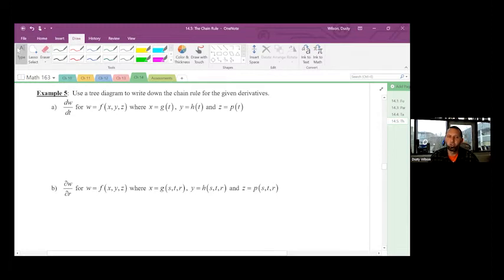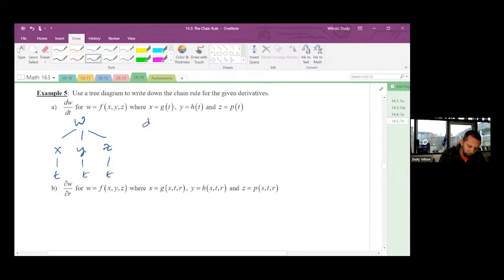Example 5, use a tree diagram to write down the chain rule for the given derivatives. So we want to find dw/dt for w equals f of x, y, z, where x equals g of t, y equals h of t, and z equals p of t. So what we're saying is that you have w at the top, and it's a function of x, y, and z, and each of these are functions of t.